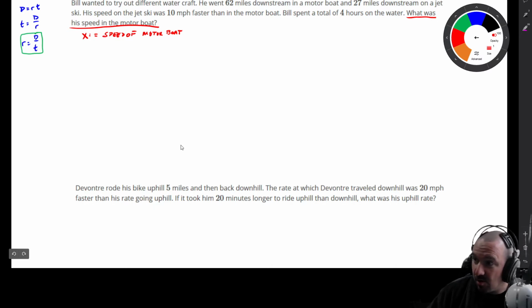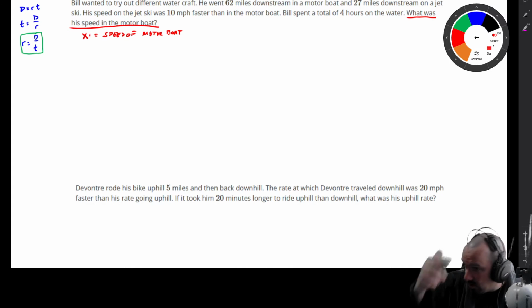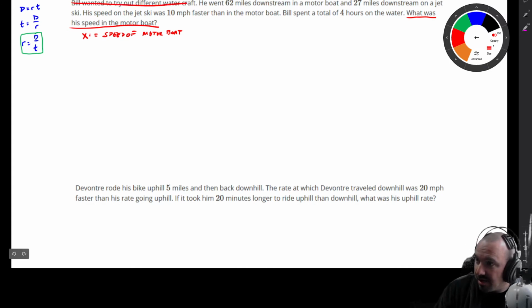And then I'm going to go back through, and I'm going to start reading through the problem and see if I can pull out something else. So Bill wanted to try out different watercraft. That whole sentence is complete bunk. Nobody cares. He went 62 miles downstream in a motorboat and 27 miles downstream on a jet ski. Okay, so now we need to know something about the jet ski. So if we've got the speed of the motorboat, we need the speed of the jet ski. And because I got this feeling we're not going to be told the speed of the jet ski, because that would be too easy. His speed on the jet ski. All right, here we go.